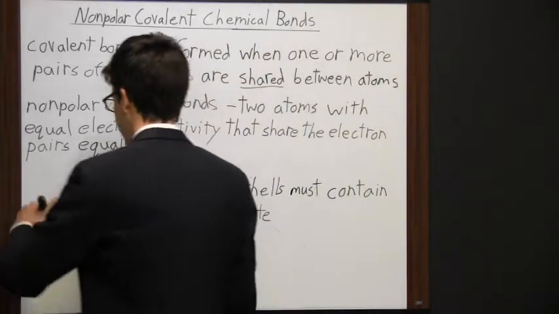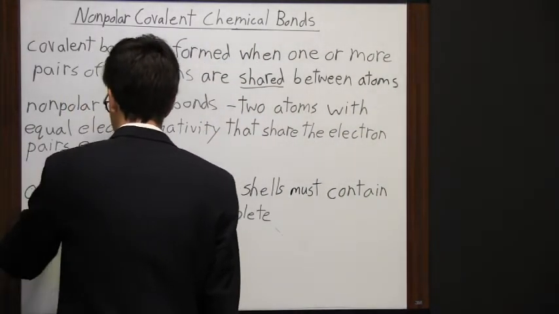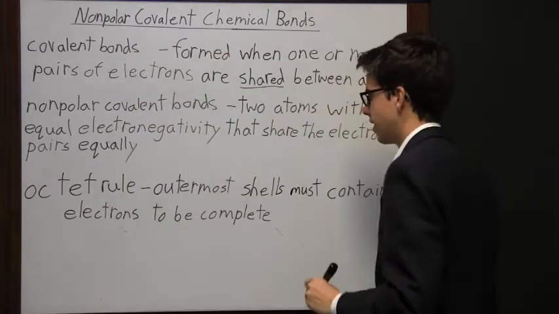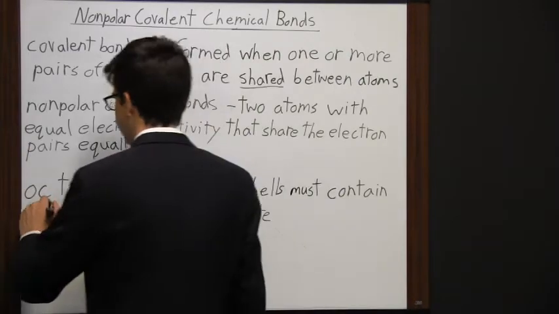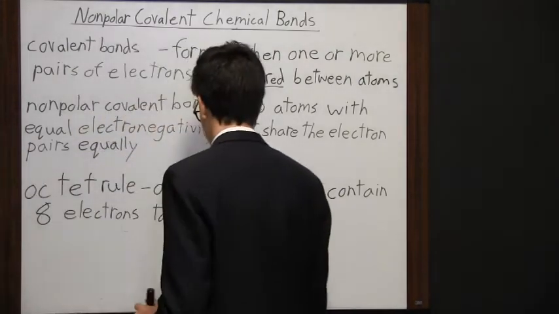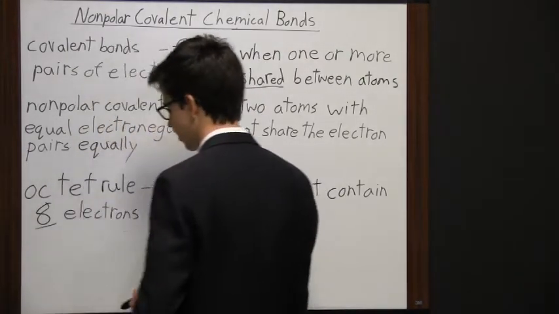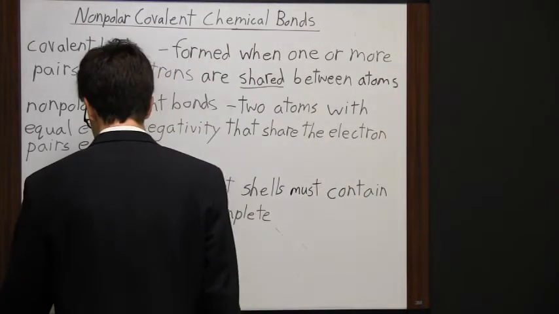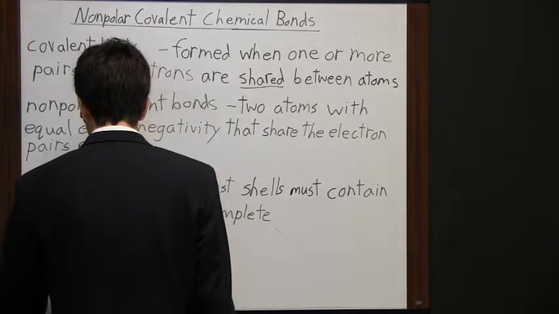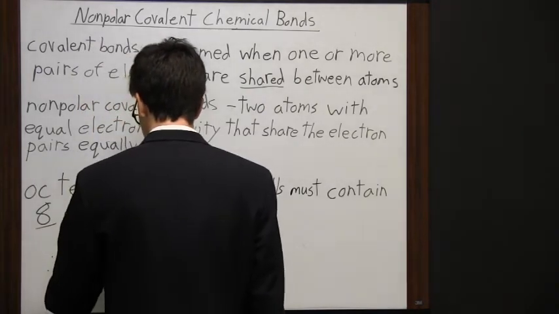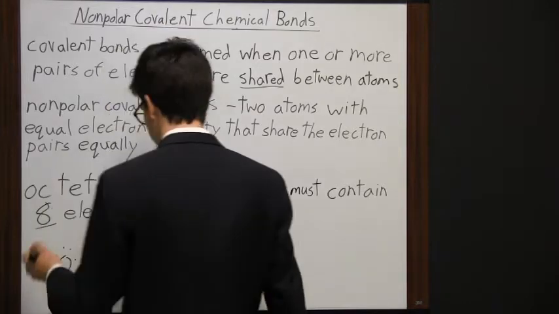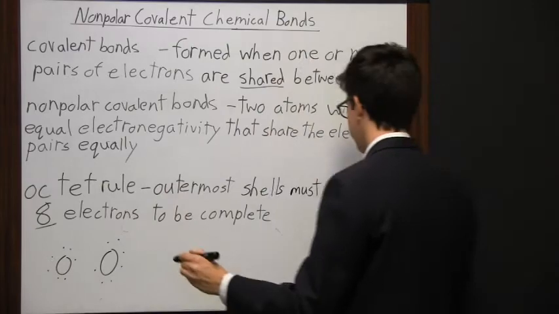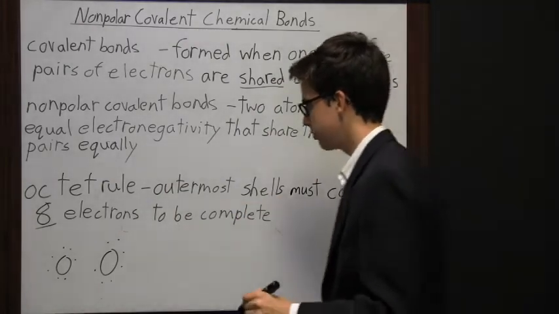Now there's one more definition I need to give you, and that's the definition of the octet rule, which is: outermost shells must contain 8 electrons to be complete. So the key word there is 8. Say, for example, we have oxygen, and oxygen has 7 electrons. So we have 2 oxygens here, and these dots represent an electron, so they each have 7. But according to the octet rule, the outermost shells must contain 8 electrons to be complete.